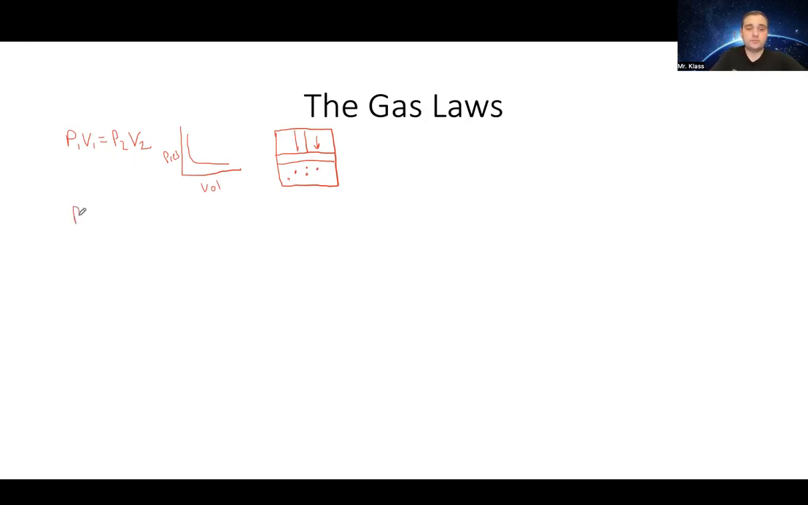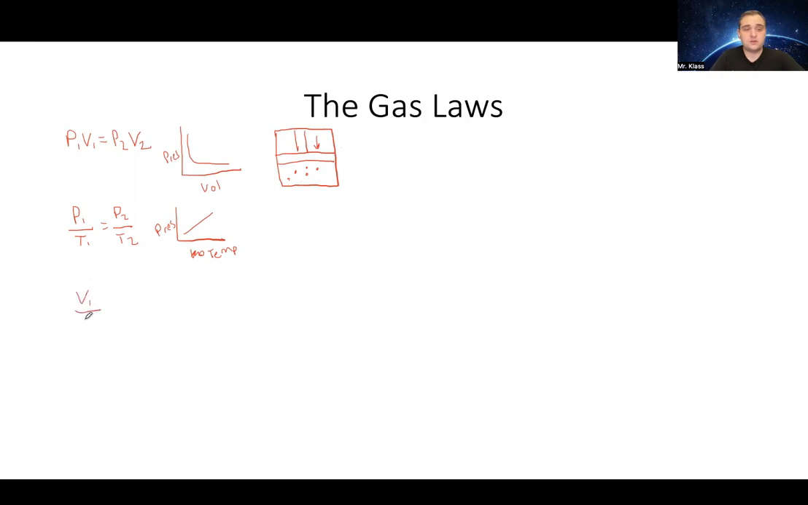Let's talk about another relationship. P1 over T1 equals P2 over T2. This shows that pressure and temperature have a direct relationship. So as temperature goes up, so does pressure. This makes sense because if we look at our model up here, the faster the particles are moving, because don't forget, temperature equals average kinetic energy, the harder the collisions are going to be with the container, and the more frequent they're going to be because these particles are moving faster. And remember, pressure is the force and frequency of collisions.